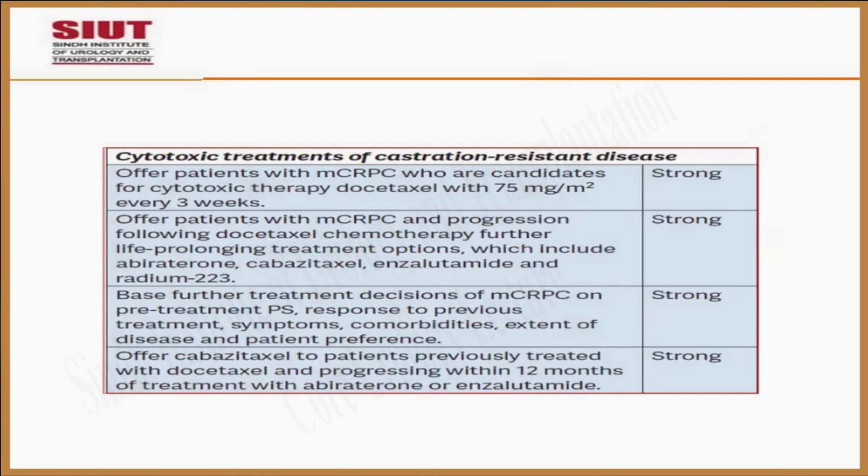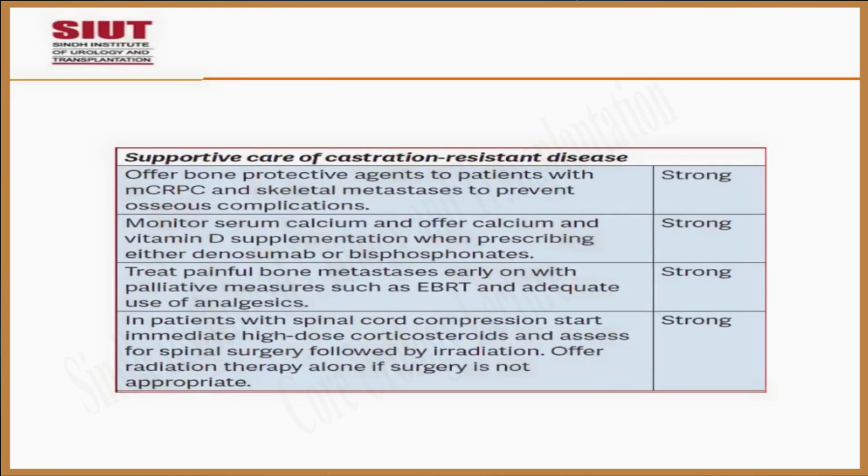Offer patients with metastatic CRPC and progression following docetaxel chemotherapy the life-prolonging treatment options, which include abiraterone, cabazitaxel, enzalutamide, and radium-223. Base further treatment decisions of metastatic CRPC on pre-treatment PSA, response to previous treatment, symptoms, comorbidities, extent of disease, and patient preference. Offer cabazitaxel to patients previously treated with docetaxel and progressing within 12 months of treatment with abiraterone or enzalutamide.